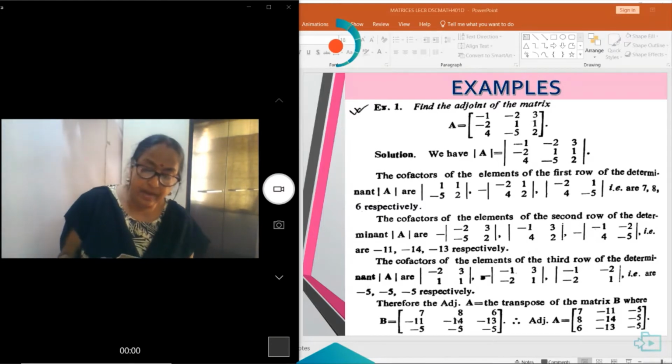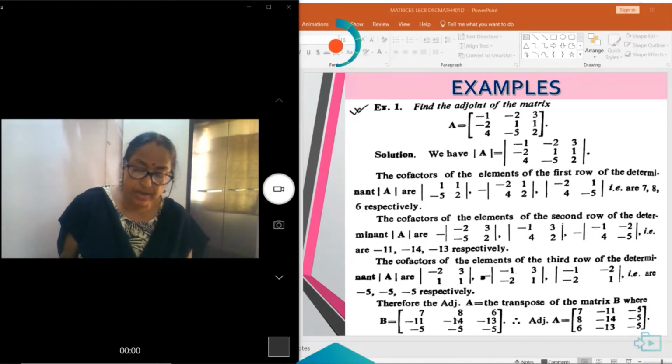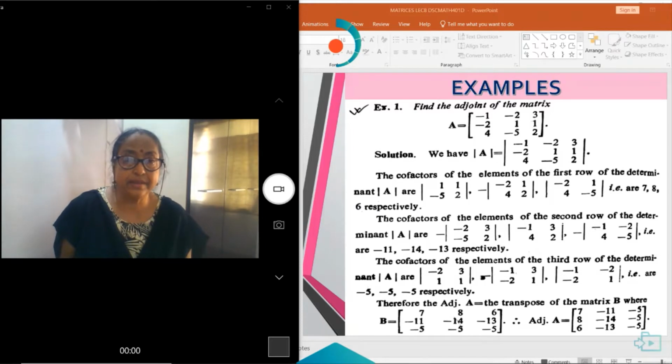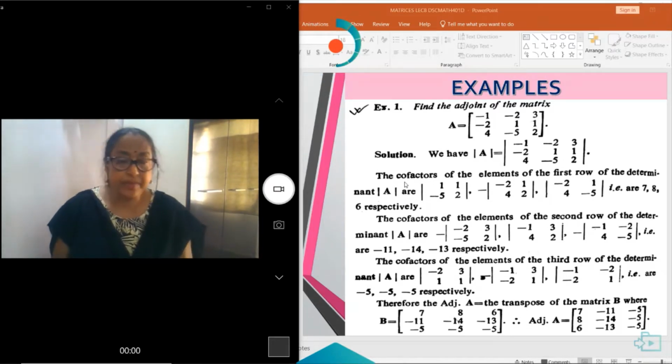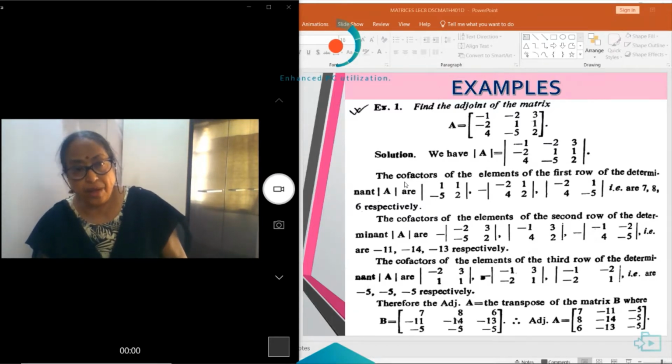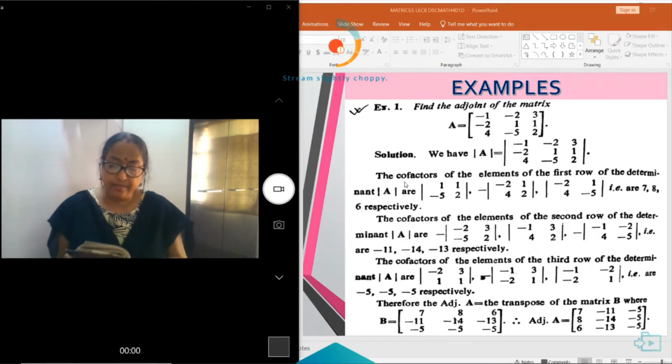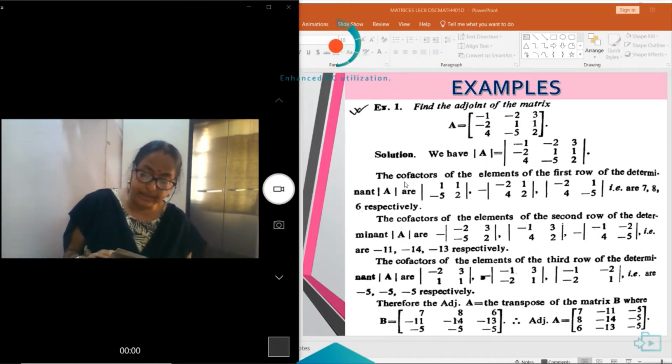Now, find the adjoint of the matrix. Here the matrix is given on your screen. So at first you find the value of the determinant. You know how to find the value of the determinant, and then find the adjoint.